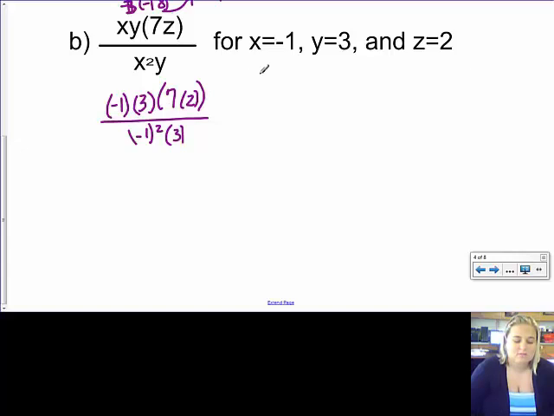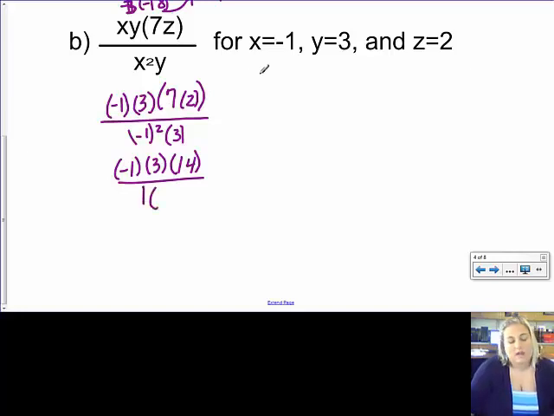Now, whenever I have this division bar, it's very important for you to remember that this division doesn't follow order of operations until everything on the top is simplified and everything on the bottom is simplified. So I'm going to simplify on the top first, and on top I'm going to multiply inside these parentheses first. So I have -1 times 3, and then inside those parentheses is 7 times 2, which is 14, all over. -1 squared is a +1 times 3.